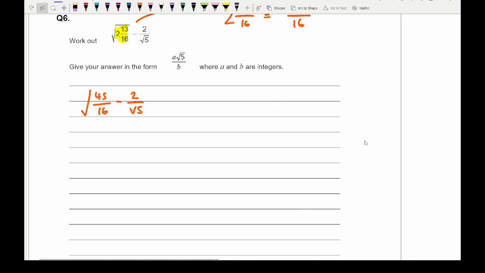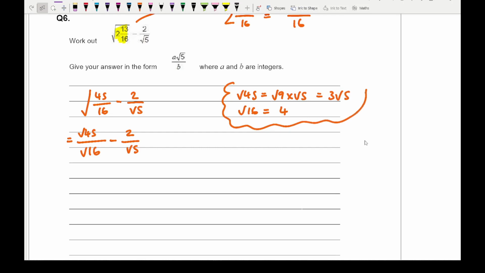So first, what I can do is use one of the laws of surds, which says root 45 over root 16 minus 2 over root 5. Now just on the side note here, root 45 is equal to root 9 times root 5, which is 3 root 5, and root 16 is just 4. So if I substitute that into this line here, what I end up with is 3 root 5 over 4 minus 2 over root 5.